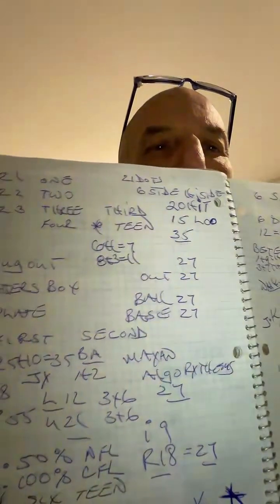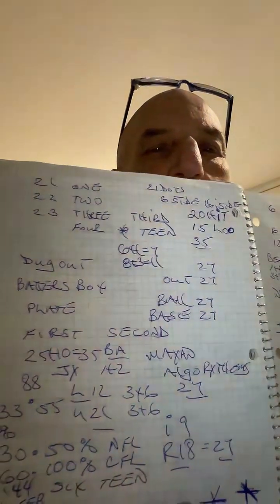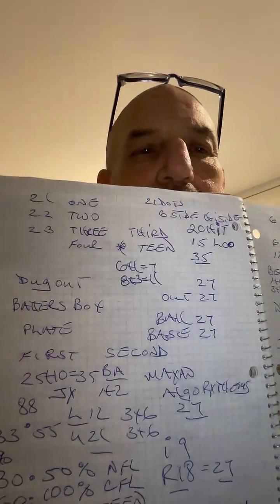Is it baseball 9, 27, and 27, right? You do know that. What about number 27, right? You know about number 27 in baseball, right? 27 ball, 27 base, 27 out.